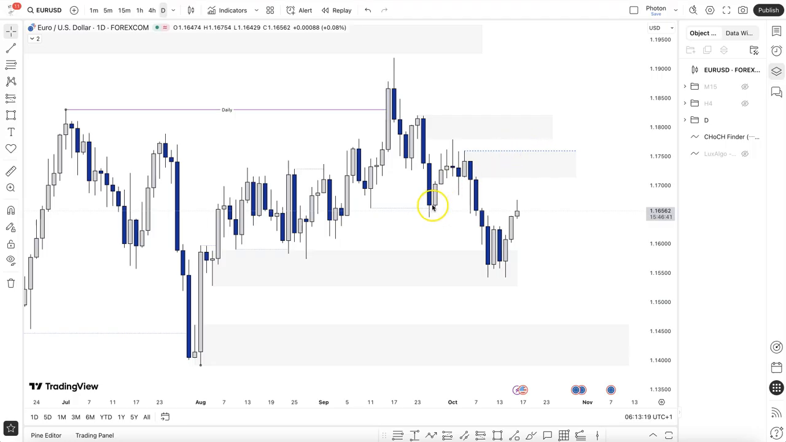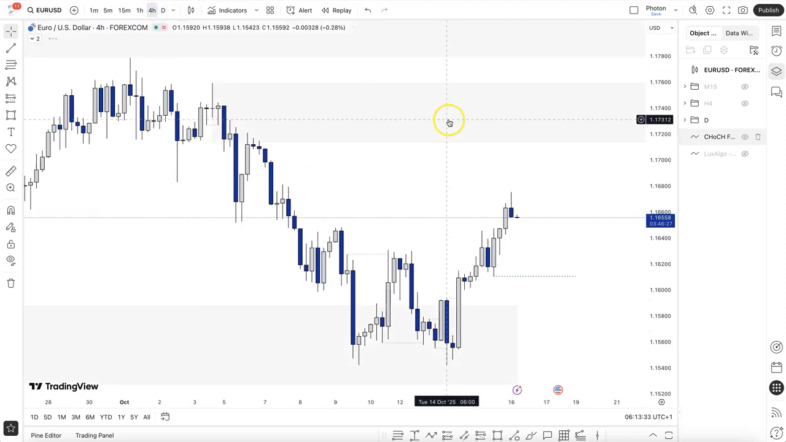And if I have a break of internal structure, so if we take out this, then I know that the daily has shifted bullish and the pullback is over. So that's on the daily time frame. We do multiple time frame analysis. We now switch over to the 4-hour time frame.